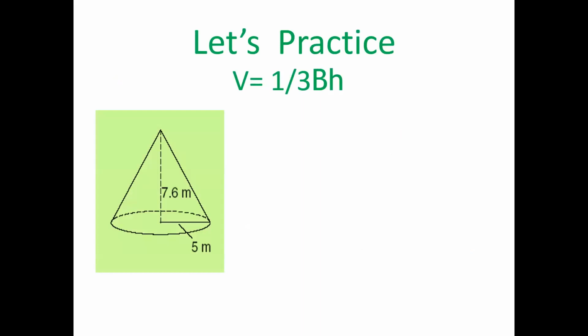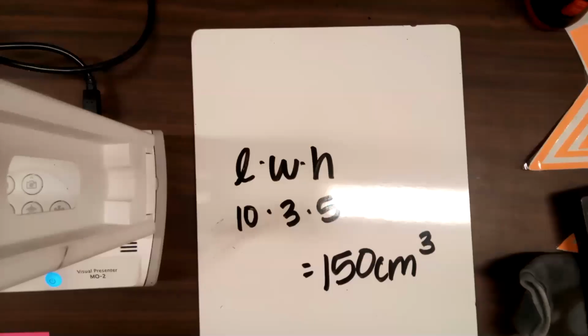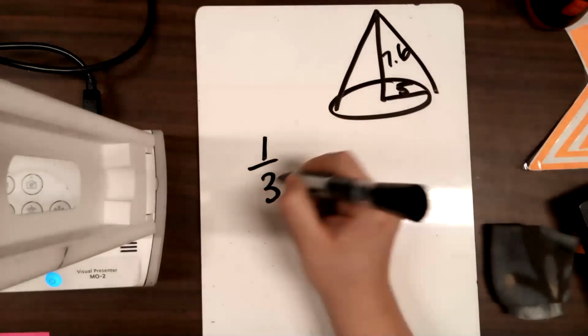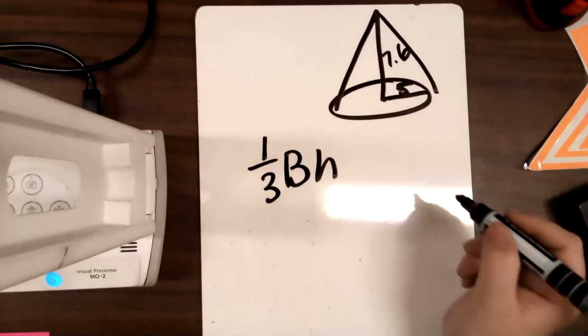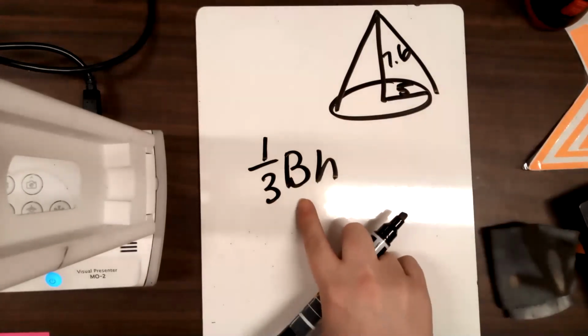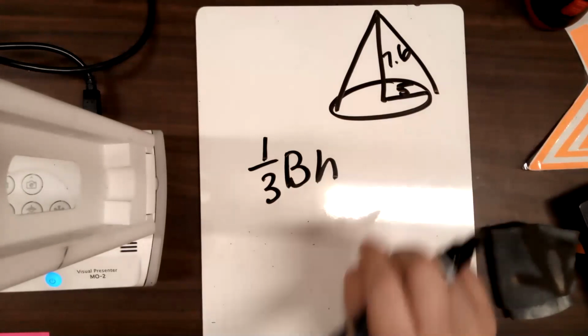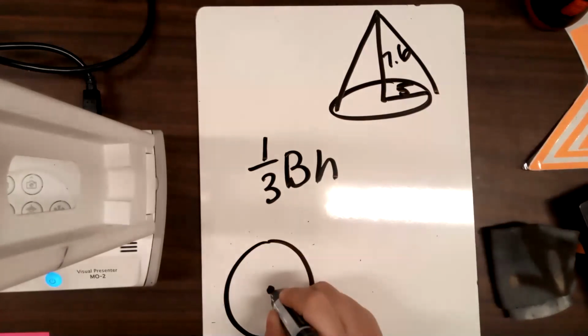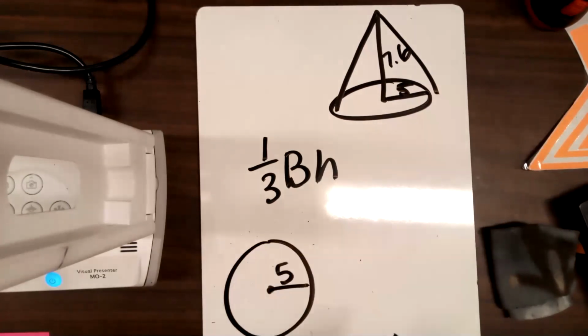Okay, so let's do this one together as a group. So your formula is 1/3 big B H. Big B stands for area of the what? Base. Area of the base. What shape is my base? Circle. So I'm going to draw my circle down here.